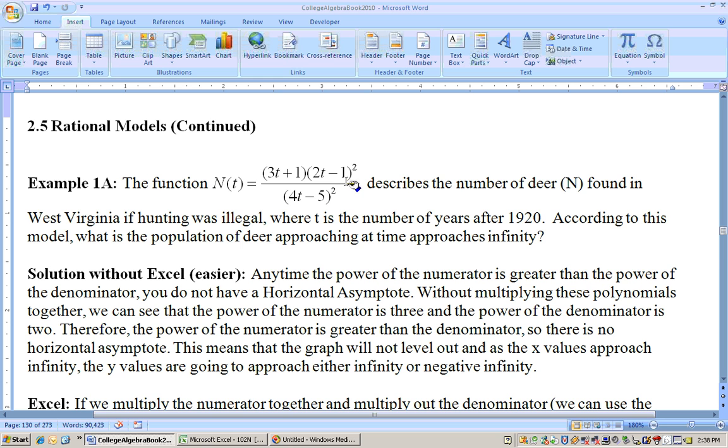Now, the easiest way to do this is without Excel. If I look at the power of the numerator, it's to the third power, because this 2t would be squared, so that gives me 4t squared, and then times this 3t gives me up to 12t cubed. So the variable is up to the third power. On the bottom, it's up to the second power. And we know from section 2.4, the very first page on section 2.4, that if the power of the numerator is greater than the power of the denominator, the function does not have a horizontal asymptote. So therefore, this function does not level off. The population of deer would be growing without bound.